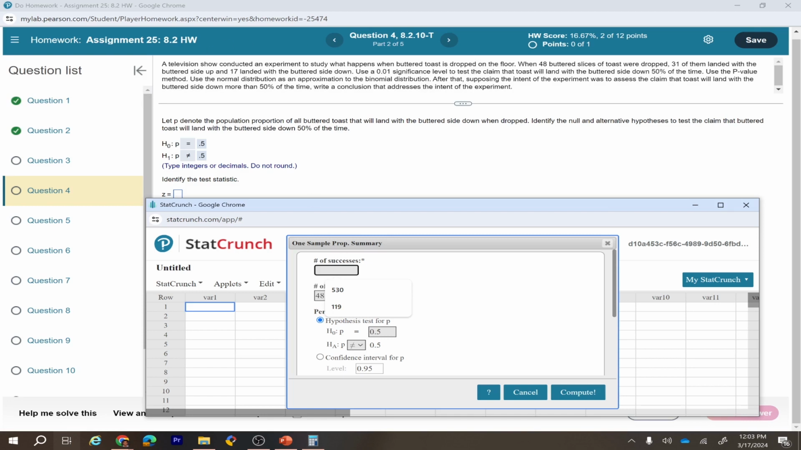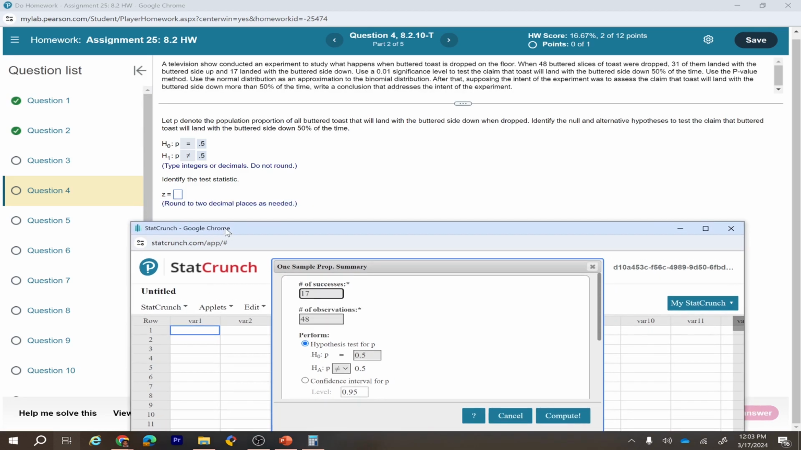It's 17. 17, that's the success for our test, because we want to check how many of them were down. So if you fill out this information and you want to do the hypothesis test for 50%, use the p-value method, use the normal distribution and an approximation to the binomial distribution. After that, supposing the intent of the experiment was to assess the claim that toast will land with the butter side down more than 50%. So this is the second problem.